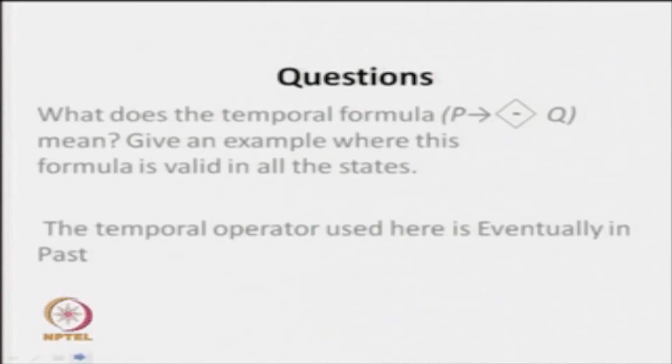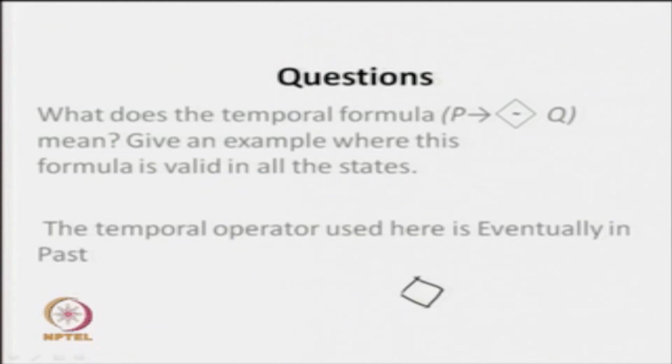Now, I will give you some question. Let us see what we are going to do. Here it says: what does the temporal formula p implies tilde inside diamond q mean? Give an example where this formula is valid in all the states. Now, in this question, what am I giving? I am giving a temporal formula p and I am writing a symbol. This is basically diamond, and inside the diamond I am having the tilde and q. So, what does this particular symbol mean?